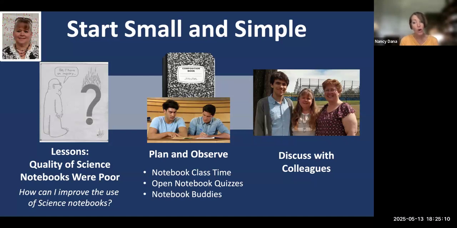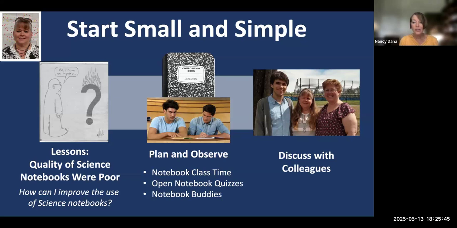Prior to that, notebook work had happened as homework outside of class time. She instituted open notebook quizzes, so the students knew if they did a good job on their notebooks, that they could use them as a resource for quizzes, and that would help improve their grades. And then she also assigned each of her students a notebook buddy, and they would look at their notebooks together and compare and contrast them again during class time.